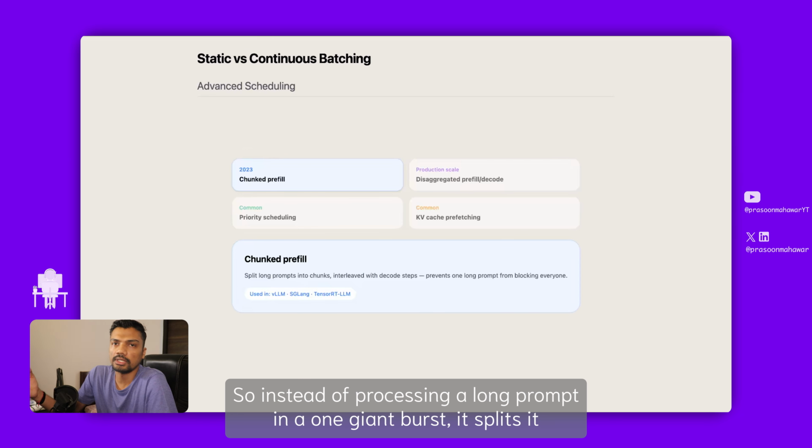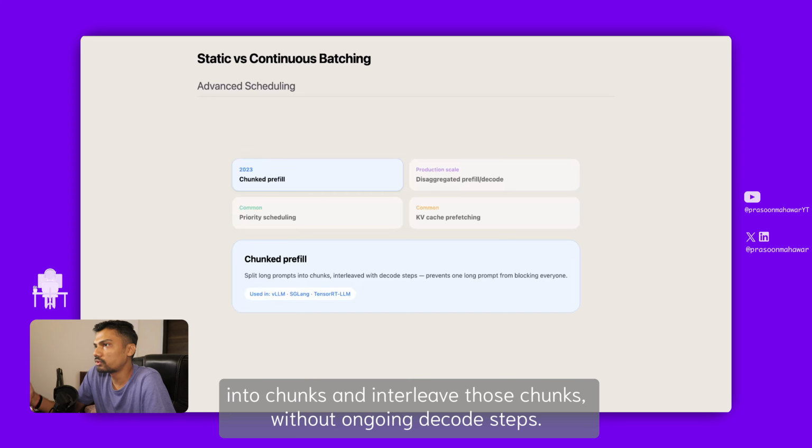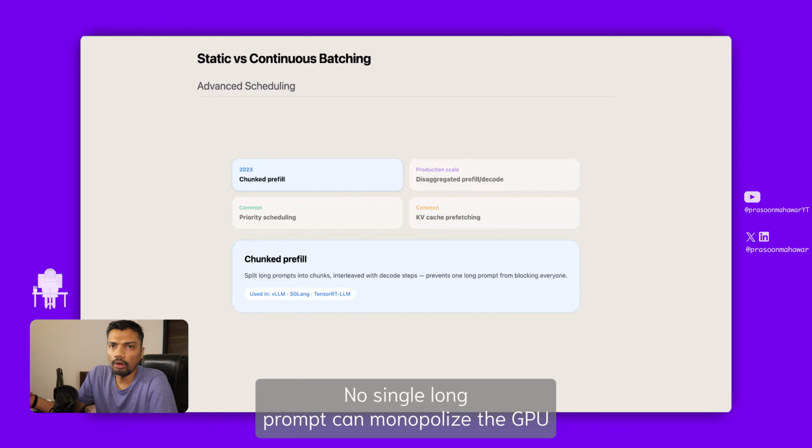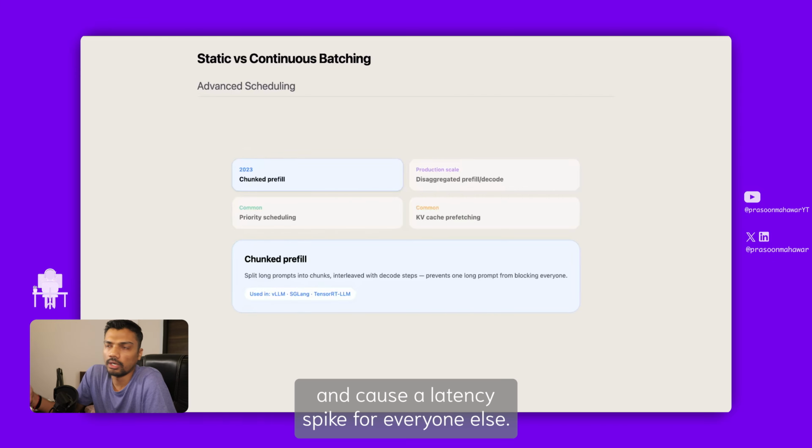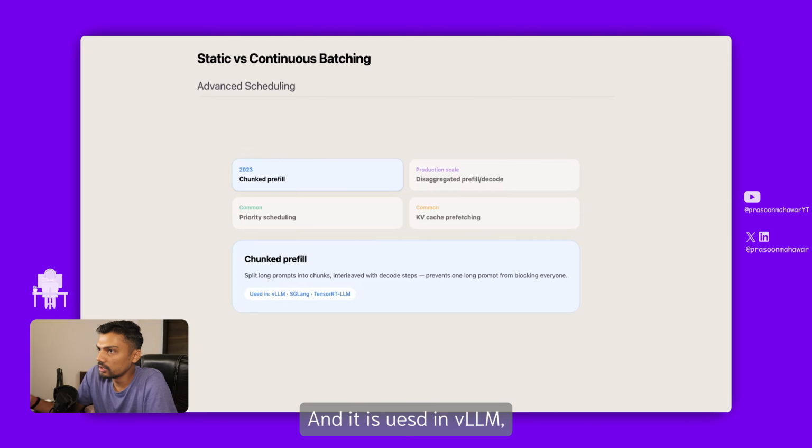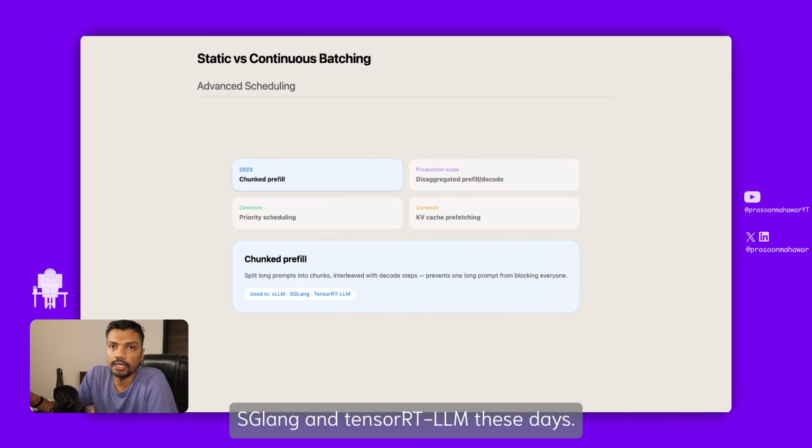Instead of processing a long prompt in one giant burst, it splits it into chunks and interleaves those chunks with ongoing decode steps. No single long prompt can monopolize the GPU and cause a latency spike for everyone else. And it is used in vLLM, SGLang, and TensorRT-LLM these days.